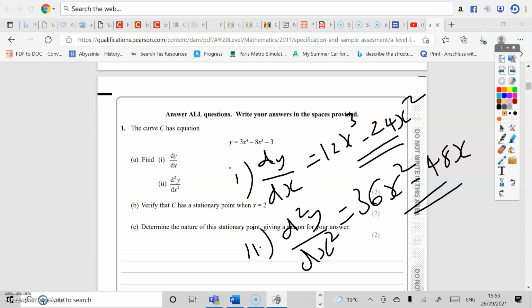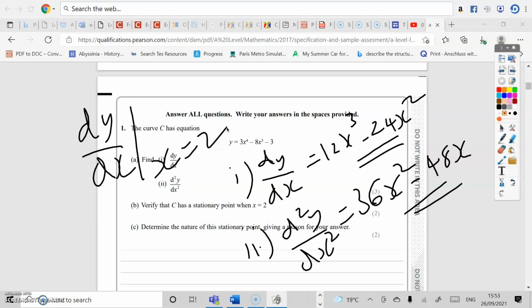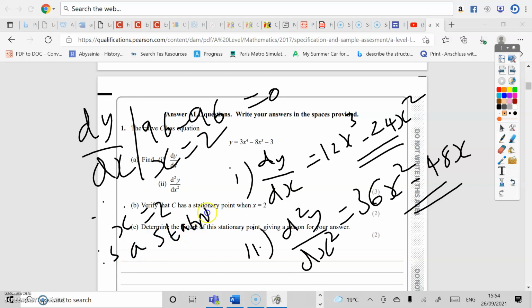Part B, verify that C is a stationary point when x equals 2. I'm going to flip it straight into dy by dx. Okay, when x is 2, I've got 12 lots of 2 cubed. Well, 2 cubed is 8 times 12 will be 96 minus 24 lots of 2 squared. So minus 24 times 4, which is 96, which is 0. Therefore, x equals 2 is a stationary point.